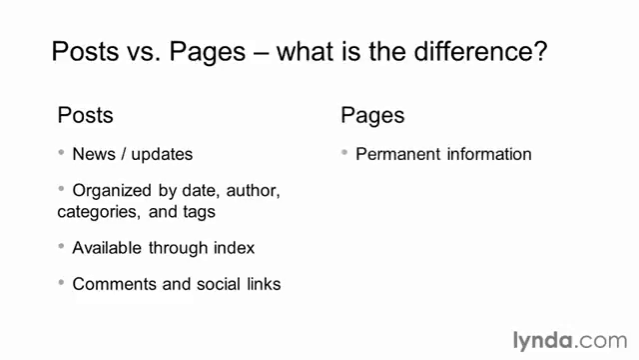Pages, on the other hand, are usually permanent information, things like about pages or contact pages. Generally, you'll think of pages as things that inform the visitor about the site rather than the content of the site itself. Pages are organized in parent-child relationships, so you can have a parent page like an about page, and then you can have several child pages, maybe about each of the authors or other information about the site.